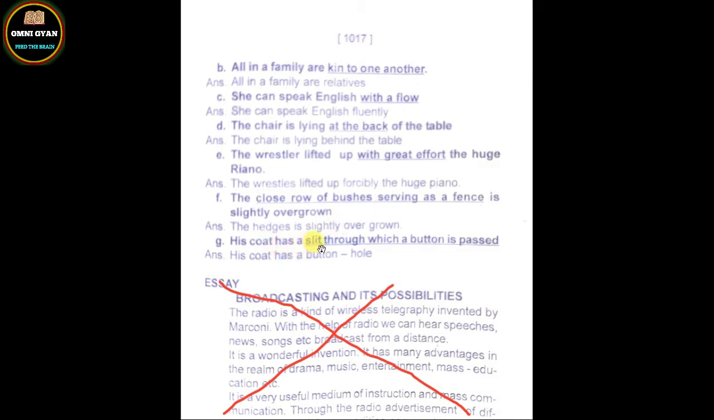His coat has a slit through which a button is passed. Now if you substitute these whole words, how many words are there? 1, 2, 3, 4, 5, 6, 7 words. You can substitute these 7 words with only one word, or a compound word, buttonhole. A buttonhole means a hole, a slit through which a button is passed. So his coat has a buttonhole.